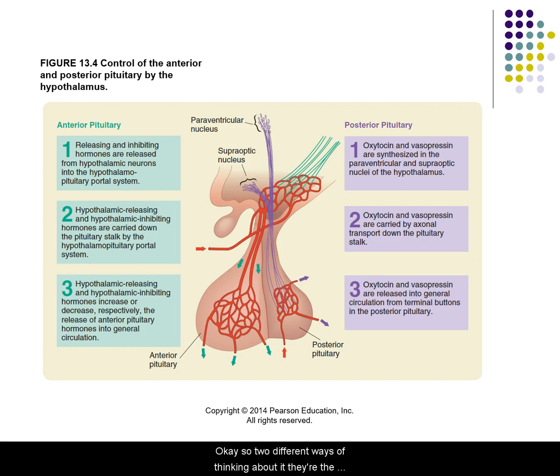Okay, so two different ways of thinking about it there. The hypothalamus is really directly influencing the posterior pituitary. It still has an influence, but not directly, on the anterior pituitary. Most people believe that the master gland would really be the anterior pituitary because of the amount and quantity of hormones that it does release.